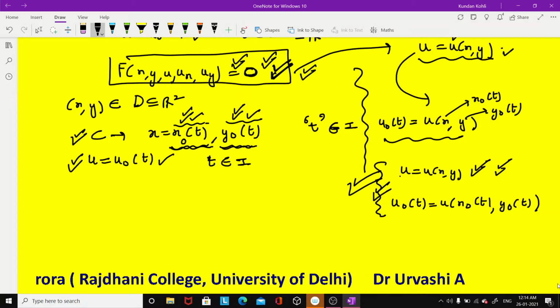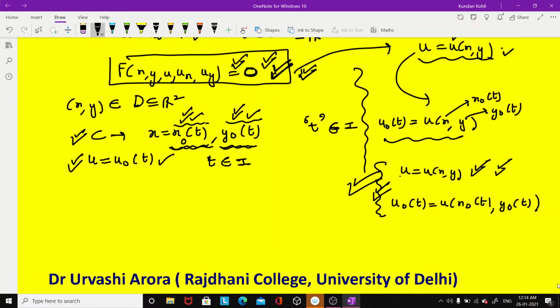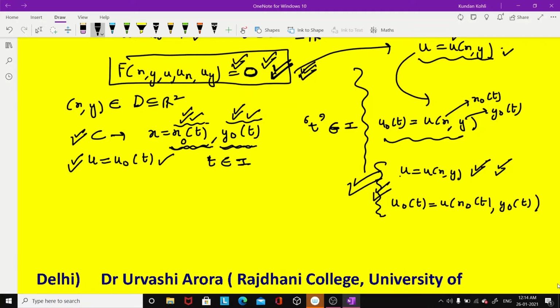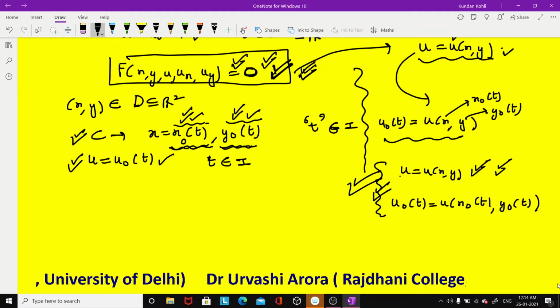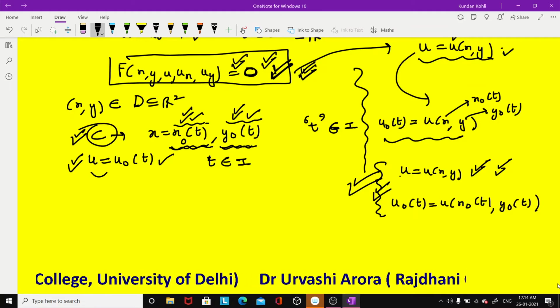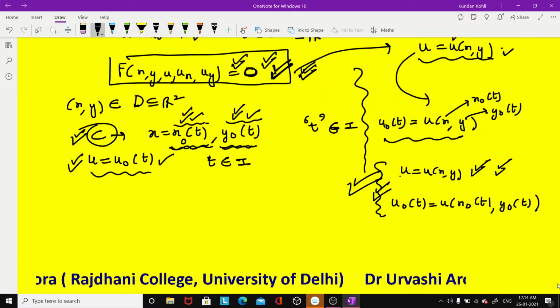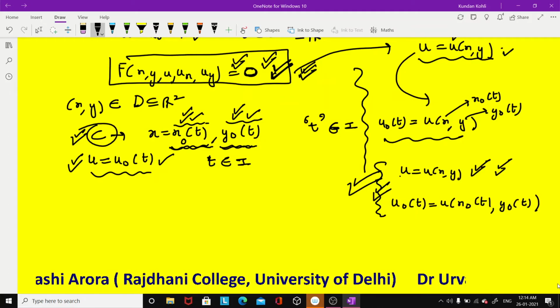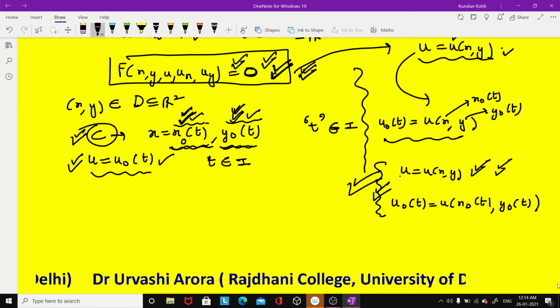And so basically, given a first order general partial differential equation, you will always be able to find a Cauchy solution corresponding to the given curve C, and the prescribed function u equal to u naught t, provided the conditions which we made in the beginning for these functions x naught t and y naught t are satisfied.